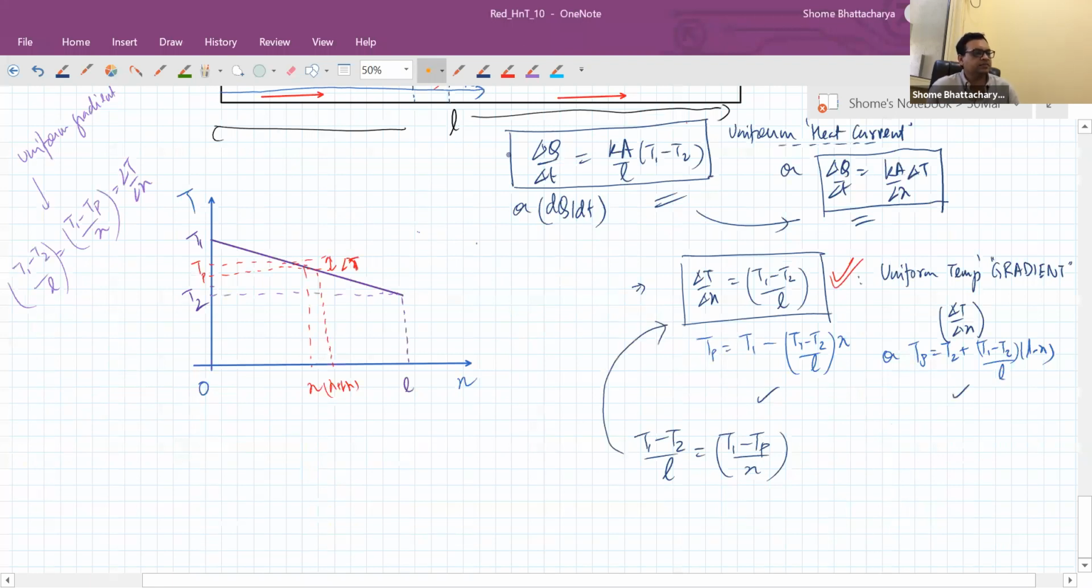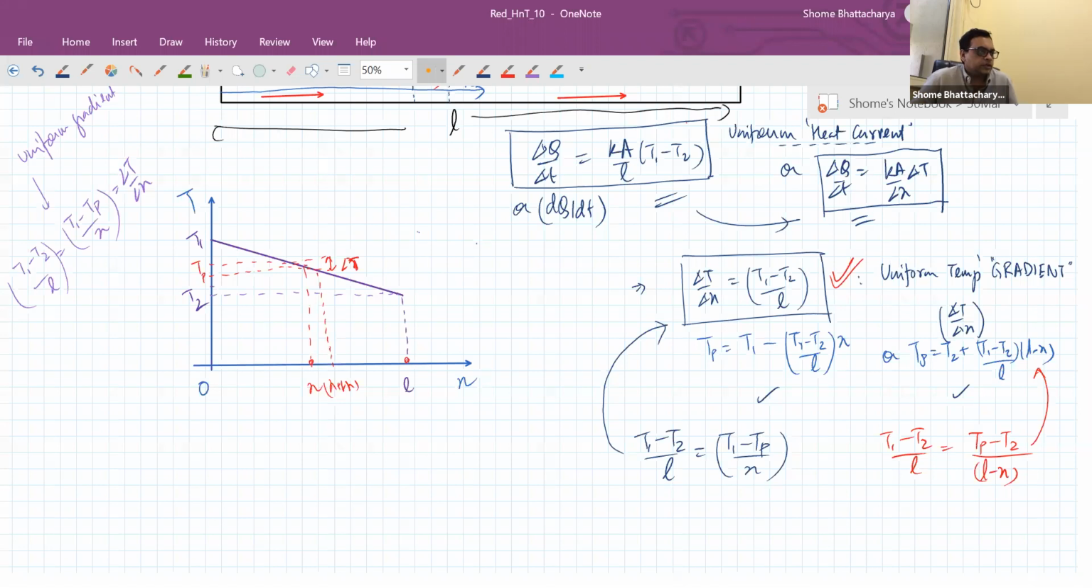On the other hand, we can also show that (T1 minus T2) by L is equal to the temperature at the point P minus T2, divided by the distance between them, which is L minus X. We are comparing now this point with this point. So that will give us this equation.